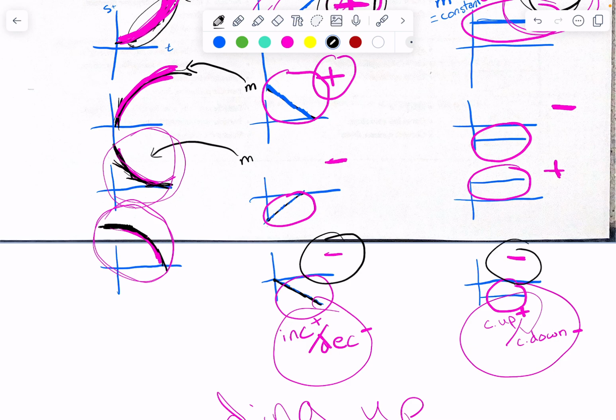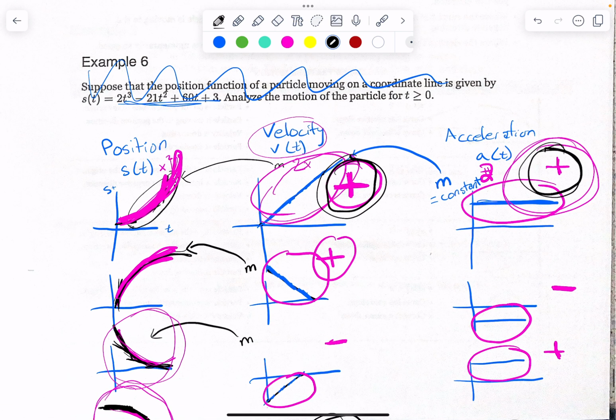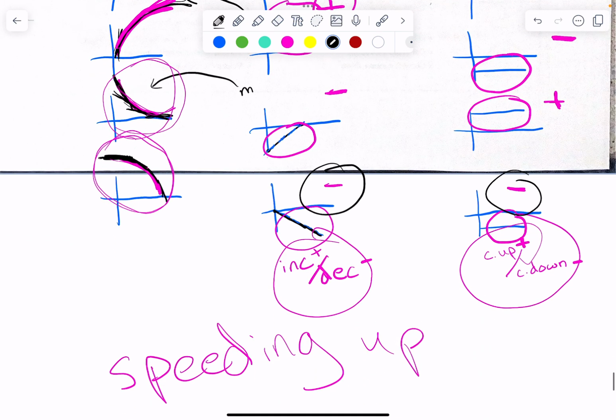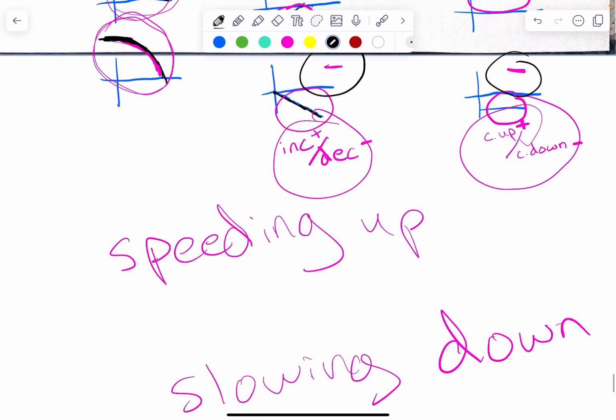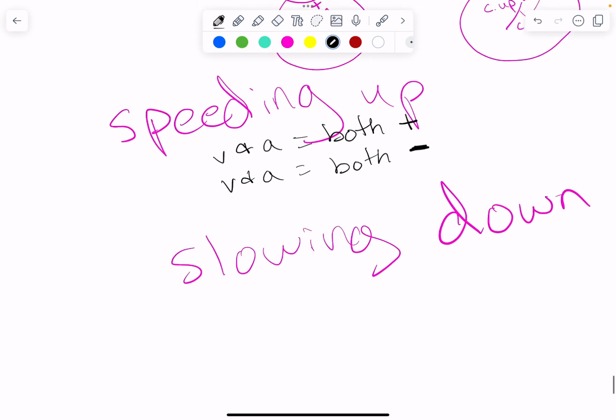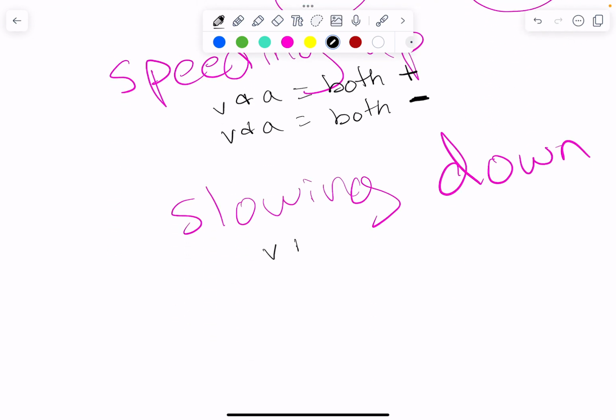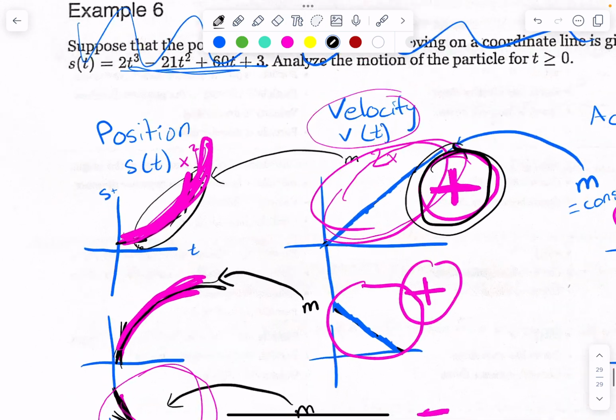Why is that a thing? So in the first scenario and in the last scenario, I'm speeding up. I'm going to say V and A equal both positive, or V and A equal both negative. If they have the same sign, then I am speeding up. If V and A have opposite signs, I am slowing down. All right, let's see how that is a thing.